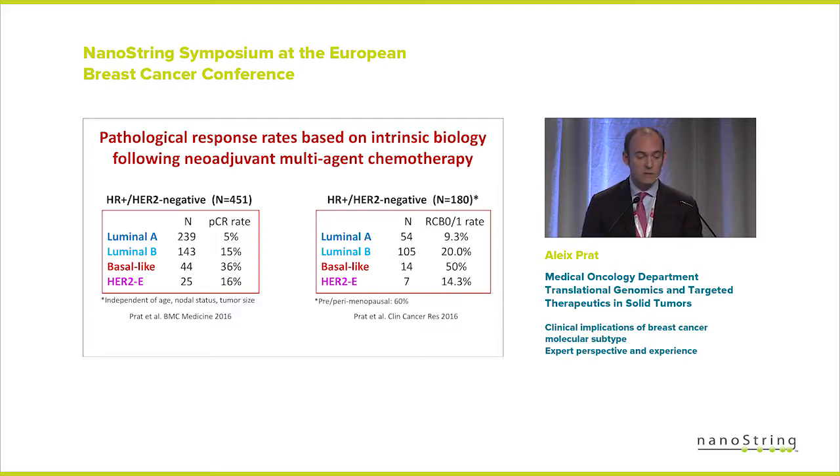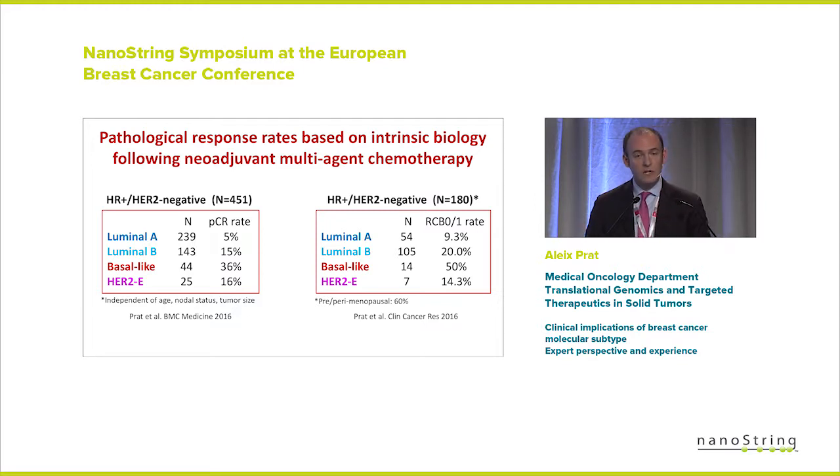These are two independent neoadjuvant cohorts, all hormone receptor positive, HER2 negative, and all these patients received anthracyclines and taxanes in the neoadjuvant setting. And as you can see, these are the responses in the neoadjuvant setting. It's true, we're not talking about survival here, we're talking about PCR or residual cancer burden.